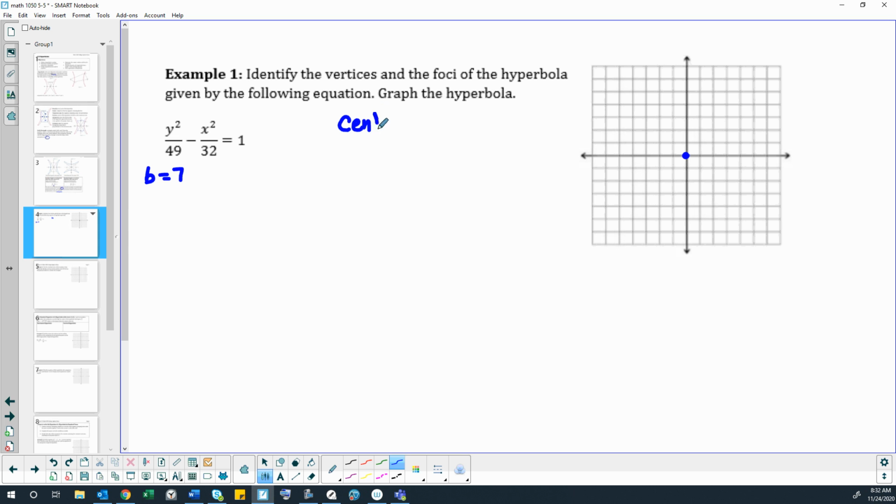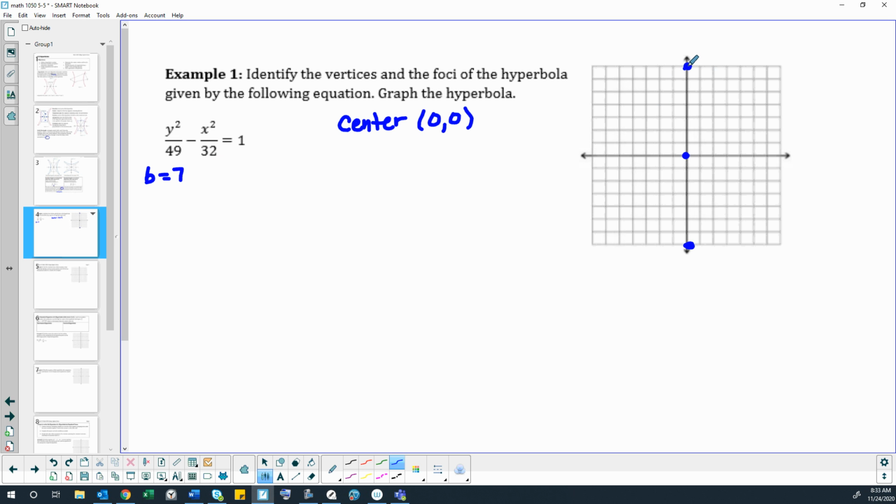It doesn't actually say find the center, but I'm going to write it down just because that's something you will need to be in the habit of doing. Okay, so b is 7, so 1, 2, 3, 4, 5, 6, 7. 1, 2, 3, 4, 5, 6, 7. Now we're still going to need room for our foci, which means I probably should have chosen bigger graph paper for this example, or you could count by 2, so each square on your graph is 2 instead of 1, and then it might fit better.